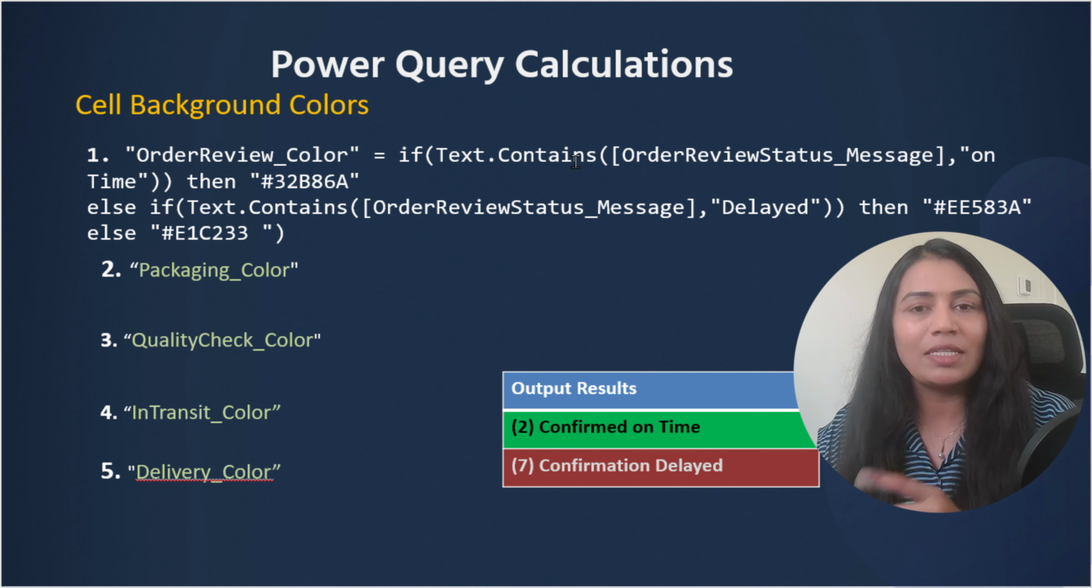Let's navigate to the query editor. Select custom columns, enter the column name as order review color. Write the first if condition to check for the keyword on time in the order review message and assign the color green, or you can also use the hex color codes.